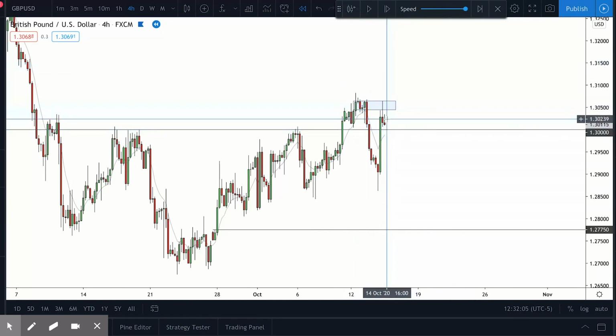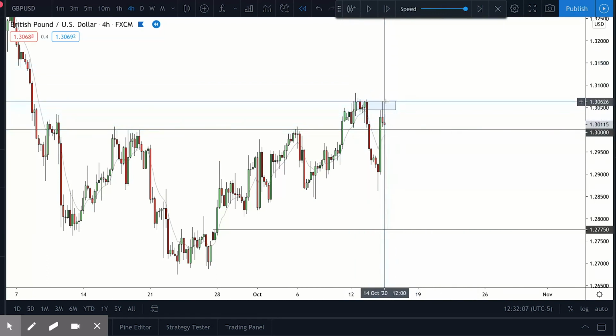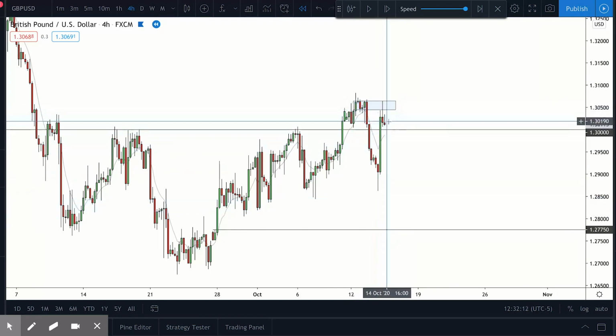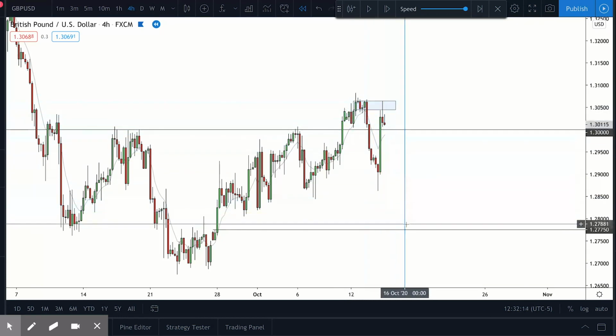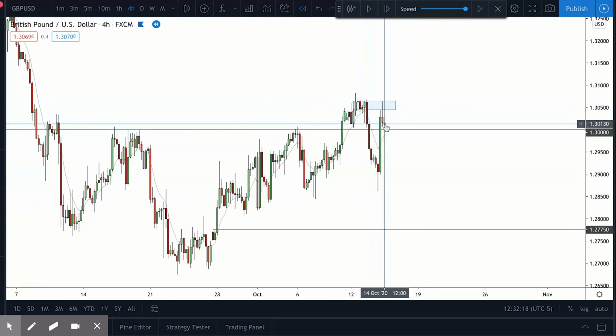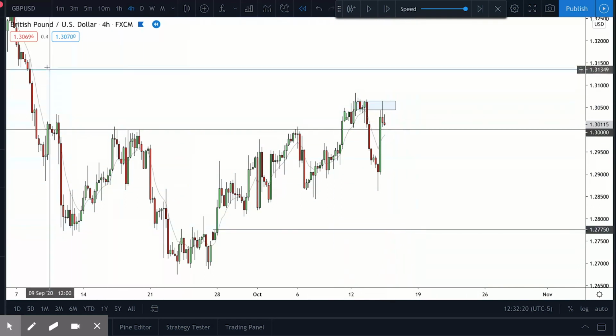Now, if we look at the 4-hour chart, we saw a great reaction on the 4-hour, tapping into the supply zone and then actually pushing bearish. So this, for me, was a very nice indication to actually go short. So we've seen the push down, we've seen a supply zone retest, and we now have our downside targets.